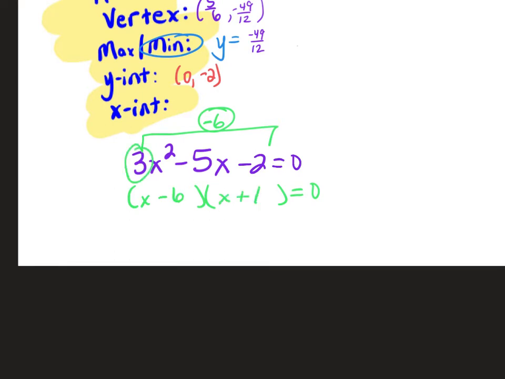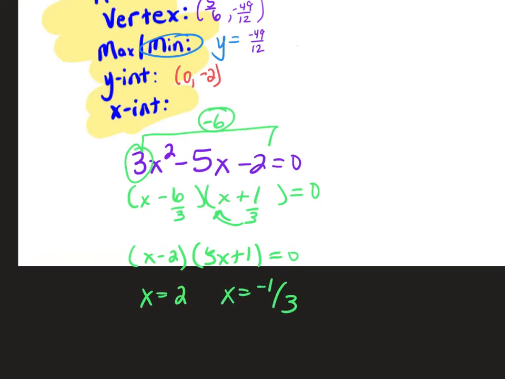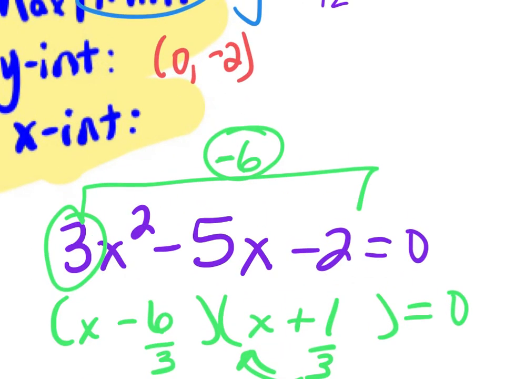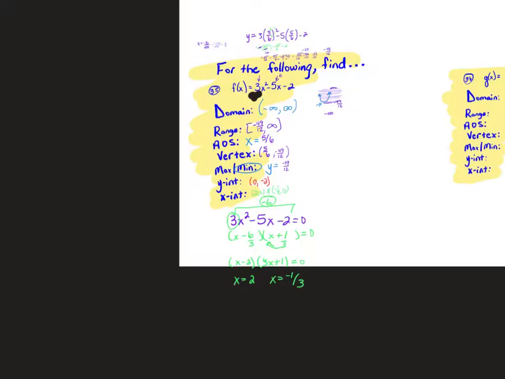Since my a term is not 1, I'm going to put it underneath each of my factors. So this becomes x minus 2, and this becomes 3x plus 1 equals 0. And when I solve that, I get x equals 2 and x equals negative 1/3. So my intercepts would be at 2, 0, and at negative 1/3, 0. Again, we're not asking you to graph. There's no graphing involved for this problem. It's just a matter of finding everything.